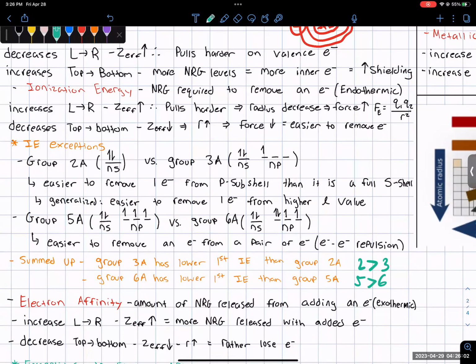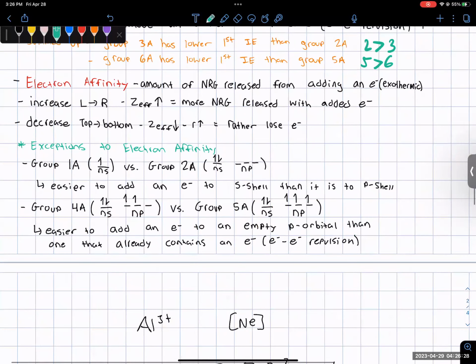Remember, when pulling out an electron, it's usually the highest energy, like the highest orbital. So you're always gonna pull from the p or the s, because the p electrons are considered your valence electrons, and they're further out from the nucleus than the s electrons. So yeah, that's ionization energy.